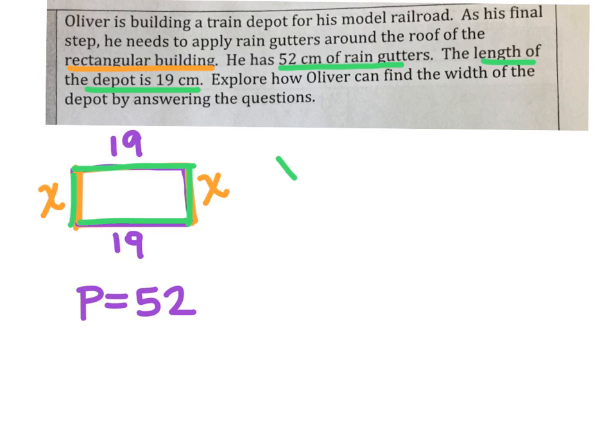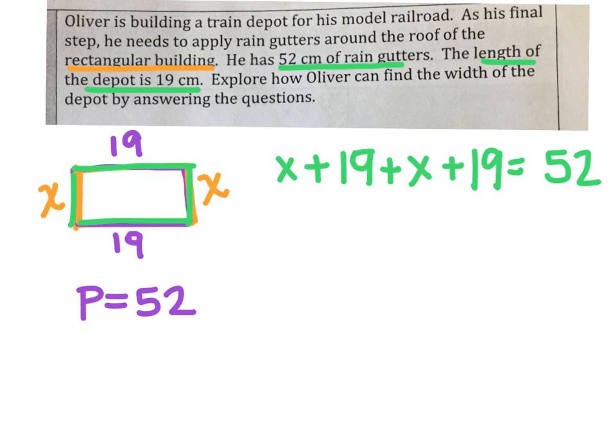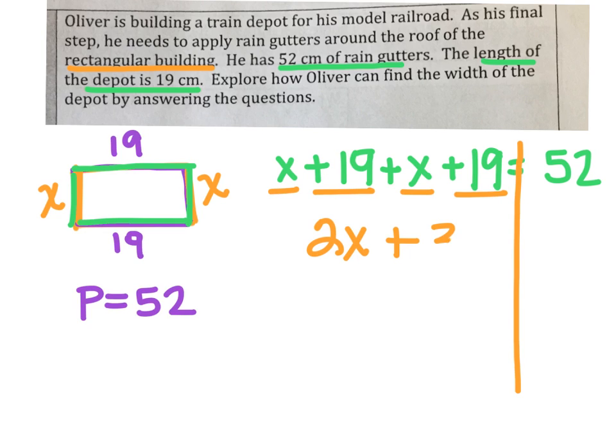I'm going to take my one side, x, plus my top, which is 19, plus my other side, x, plus my bottom, which is 19 together. That is going to equal exactly 52. All right, now we've learned how to solve equations this unit. So I'm going to draw my line down the equal sign. And I'm going to start by combining like terms. I see an x and an x. Well, I can rewrite that as 2x plus 19 and 19, that is 38. And then on the other side equals 52.